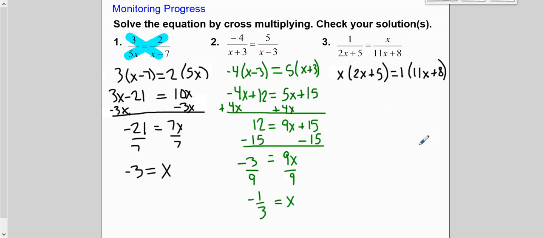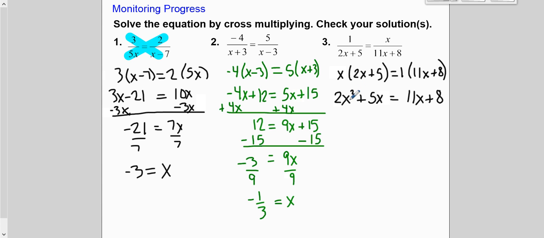Simplify both sides before you start solving. Distributive property. 2x times x, 2x squared, x times 5, 5x. Take a look at what we've got. We have x's and we have an x squared. This is a quadratic equation.